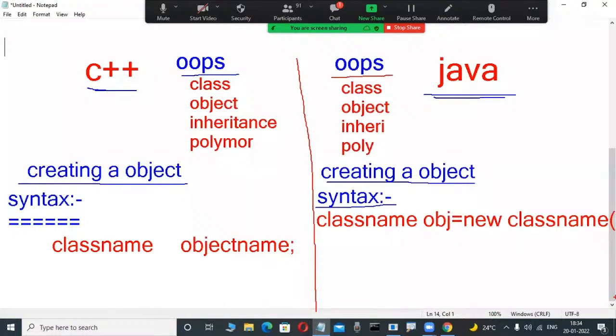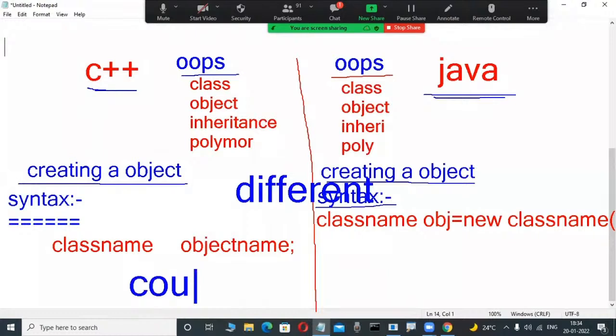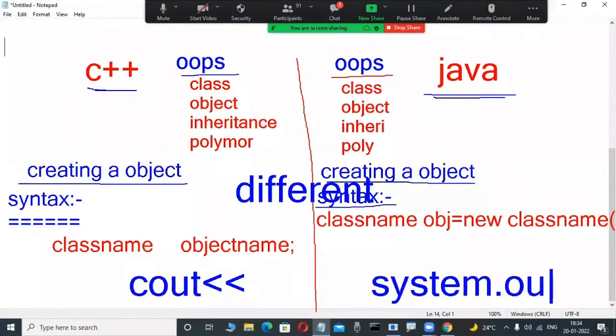That's why these two languages are syntactically different. Conceptually, OOPS concepts are the same, but syntactically different, and functions are also totally different. In C++, to display output, cout is a function for streaming output. In Java, the function is System dot out dot println. That's why they are syntactically different, and functions are also totally different in these two object-oriented languages.